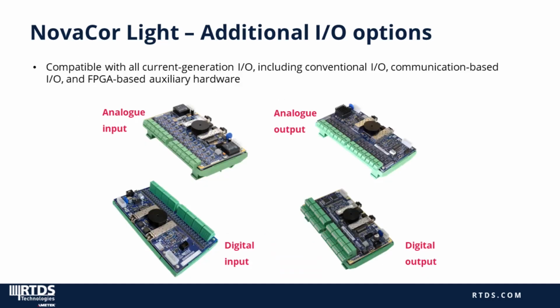I really want to emphasize that NovaCor Light is compatible with all of our current generation I/O and peripherals or auxiliary hardware. So there's no real limit on the HIL applications of NovaCor Light because it is compatible with all of these cards. The ones shown on this slide are our analog and digital input and output cards. We do have the built-in channels, but those capabilities can be expanded by purchasing additional cards.